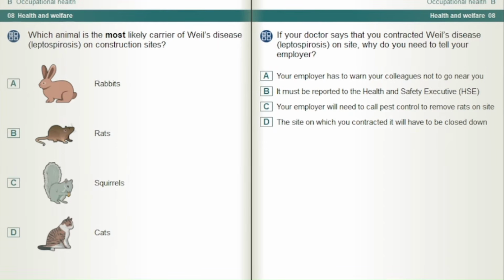If your doctor says that you contracted Weil's disease, Leptospirosis, on site, why do you need to tell your employer? Your employer has to warn your colleagues not to go near you. It must be reported to the Health and Safety Executive, HSE. Your employer will need to call pest control to remove rats on site. The site on which you contracted it will have to be closed down.